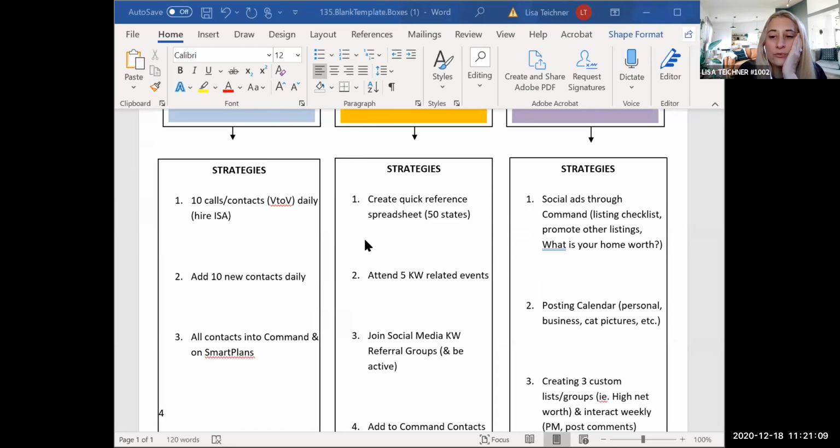Now let's time block around this. So if you're going to join the Facebook referral groups, how much time are you going to spend doing that, and when are you going to do it? Are you going to time block time each day to do it? Are you going to hammer it out over 1 day or 2 hours and just get to all the ones you can possibly find?